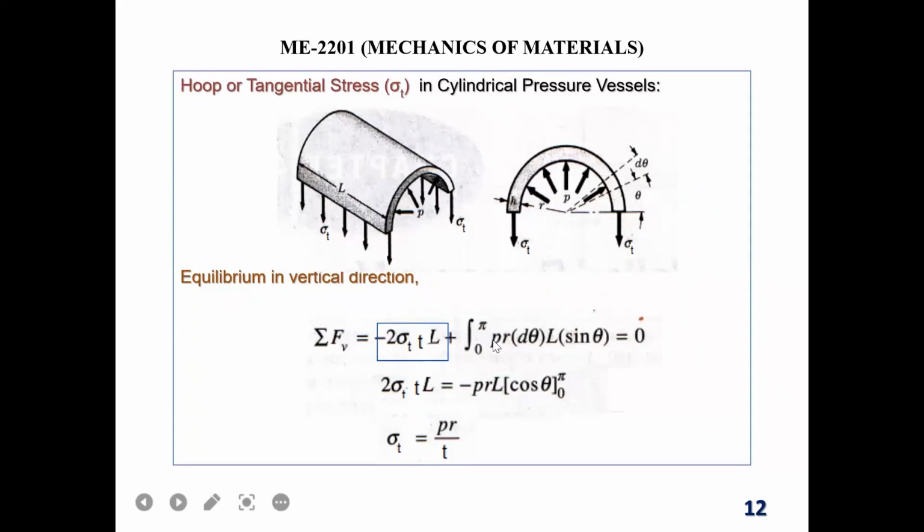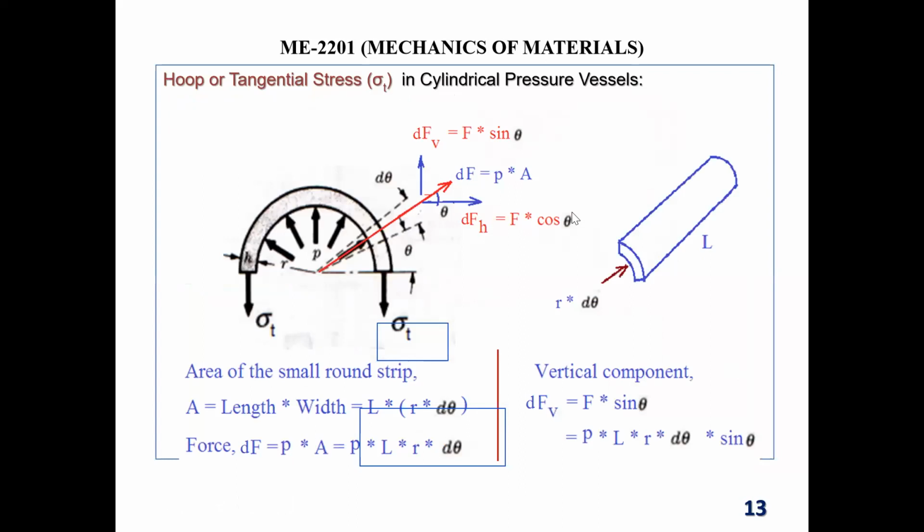So same thing, we put P R d theta L sin theta, and we're integrating 0 to pi. Then P L R you take out. You will have only inside the integration 0 to pi sin theta d theta. Then you integrate, and you will get the tangential stress, sigma T equal to PR by T.